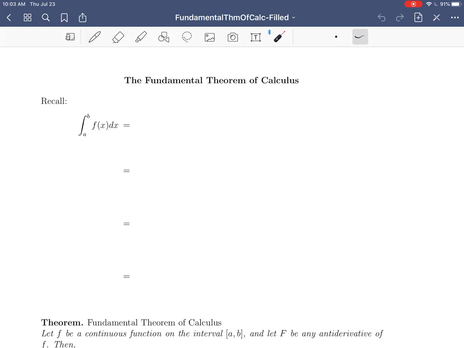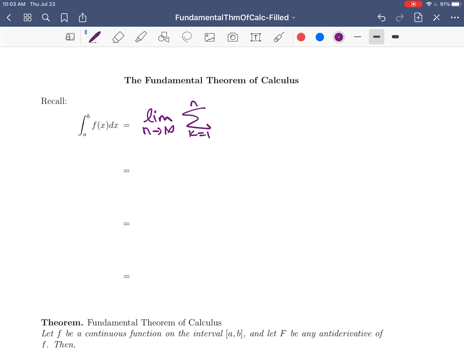In this video, we're going to talk about the fundamental theorem of calculus. So before we do that, let's just remind ourselves about how we think about the definite integral from a to b of f of x. The first way we talked about this is as the limit as the number of rectangles goes to infinity of the sum of the areas of these rectangles.